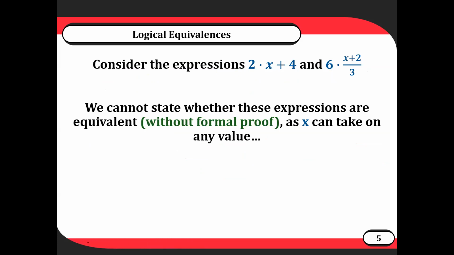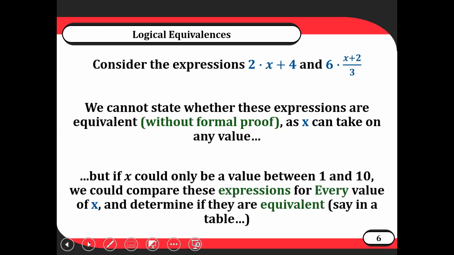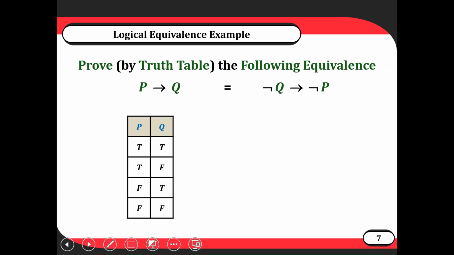You can probably evaluate it with a formal proof without too much difficulty and find out if they're the same or not. But there are, of course, more complex expressions where you can't do this, since x can take on every value. But if x can only be a value between 1 and 10, then you can just substitute in every different value for x and see if they evaluate to the same value. And you can put all that, say, in a table. So this is sort of a little bit of a review.